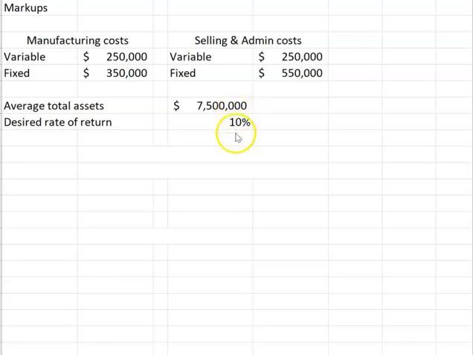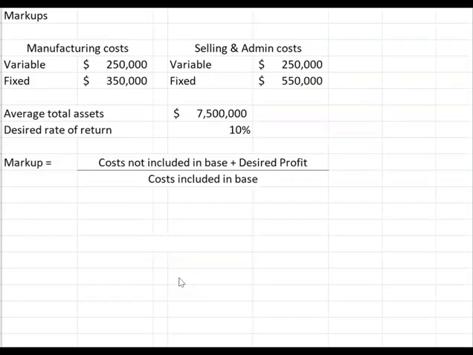So we want an average profit, or a desired profit, of 7.5 million times 10%. So 750,000 is our profit, okay? And so we calculate our markup based on a base of costs. And so we compute the markup as a percentage, and we get that percentage by taking all of the costs that are not included in the base, add on the desired profit, and then divide that by the costs included in the base. So let's say we wanted to compute our markup based on variable costs.